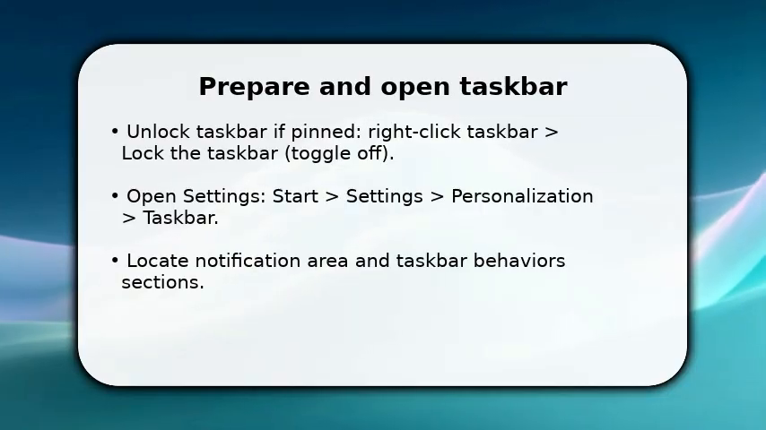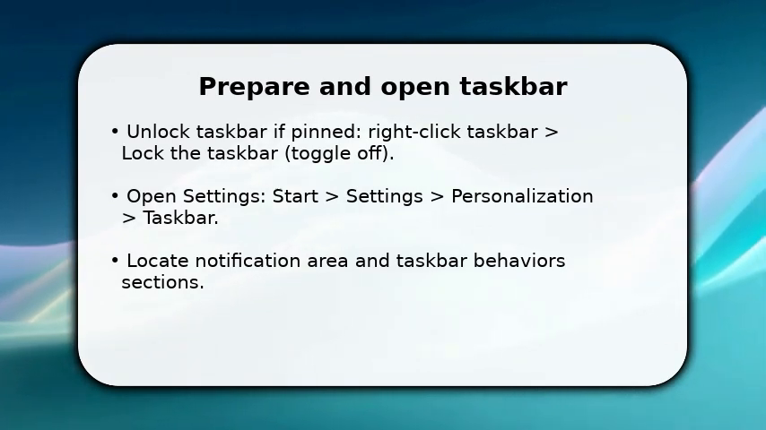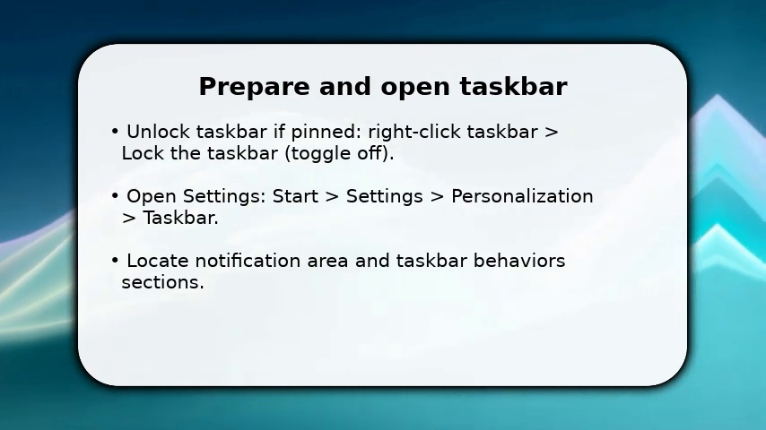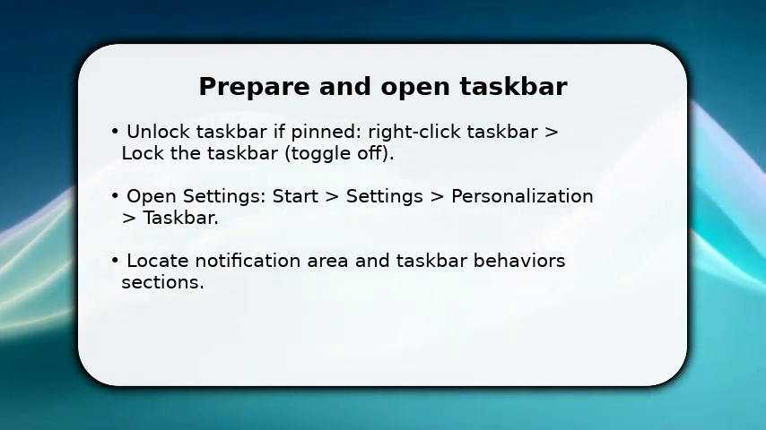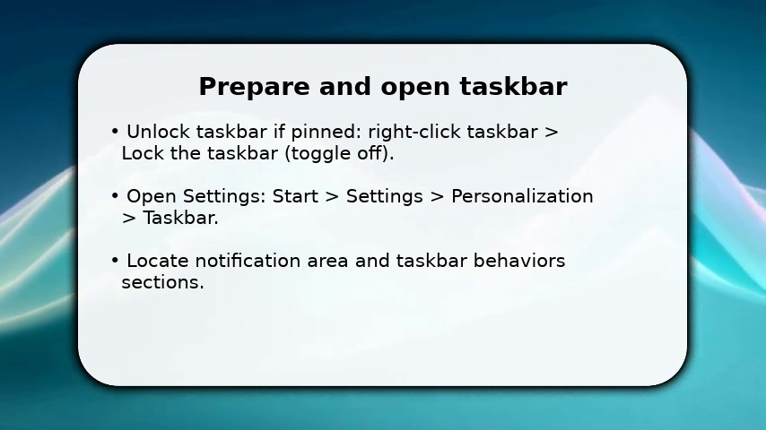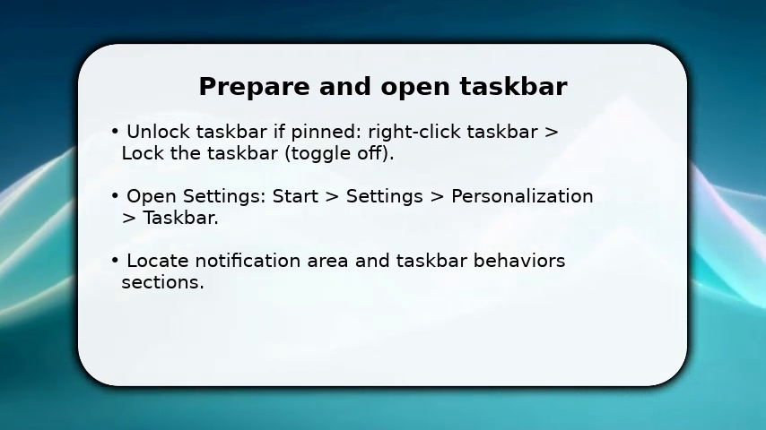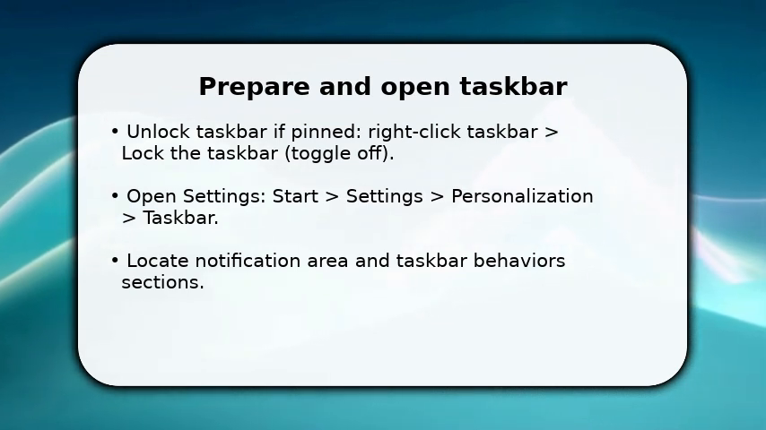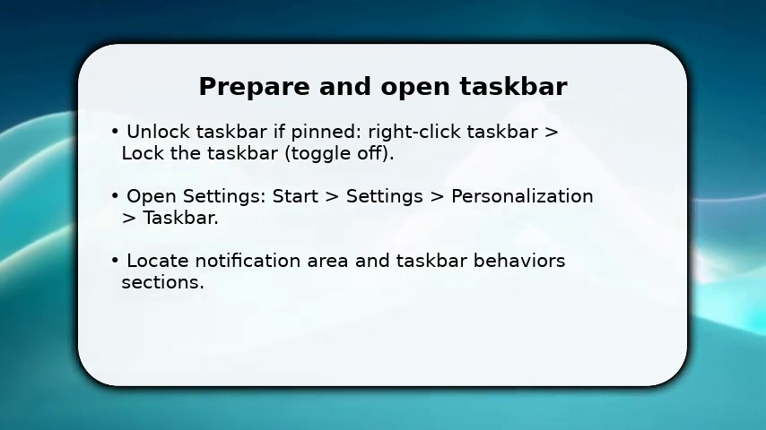You're starting now? Unlock the taskbar if it's locked, then open Settings, Personalization, Taskbar so you can change what appears. Once open, focus on the notification area and taskbar behaviors entries because those control small icons and pinned app behavior. Make sure you're an admin or using an account with settings access. Otherwise, you can't remove some items.